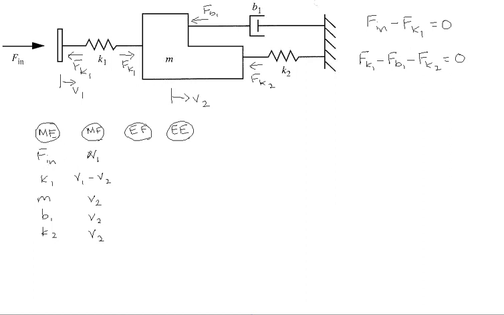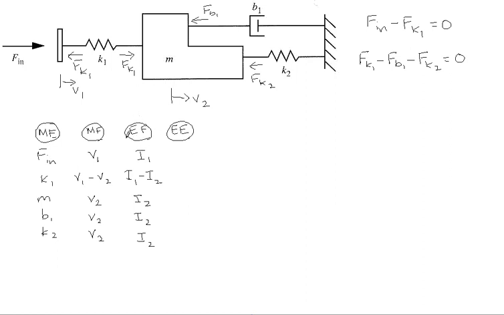For F in, the mechanical flow involved is V1. For the spring, it will be the case of V1 minus V2, and for M, it will be V2. For the damper B1, V2, and as well as the spring K2, V2.